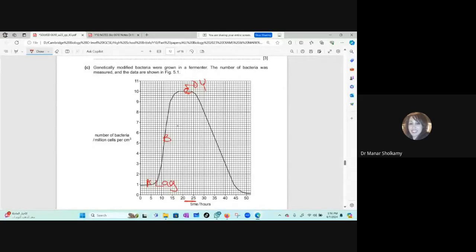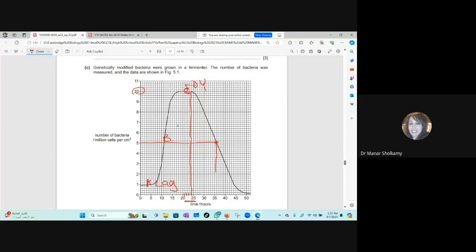Yes, you do. Okay, so this is 21, 22, 23, 24. From 24, I'll move up. The value is 10. It was 10 million bacteria. What is the time needed for this 10 million bacteria to drop to 5? We draw a line across.